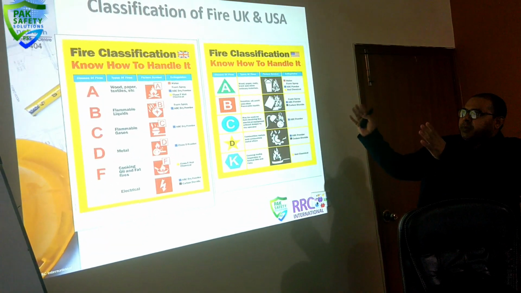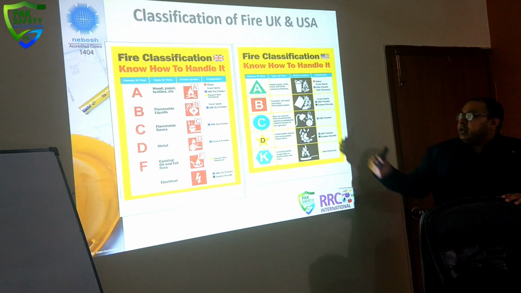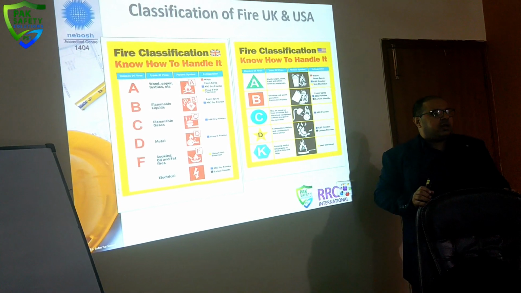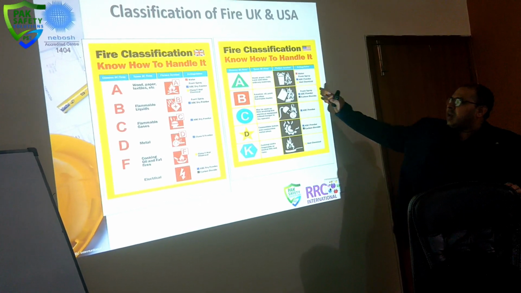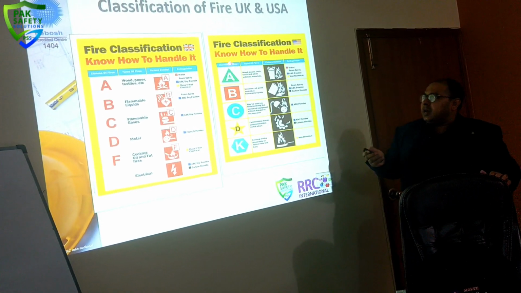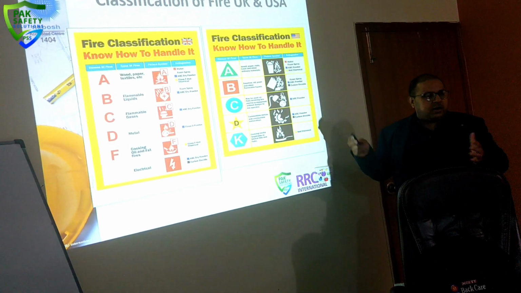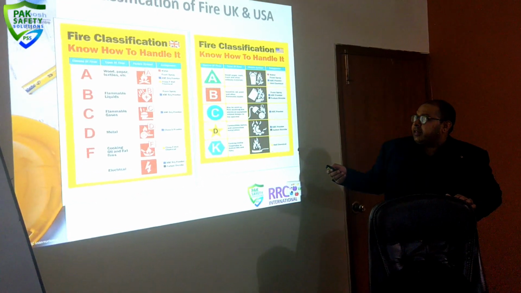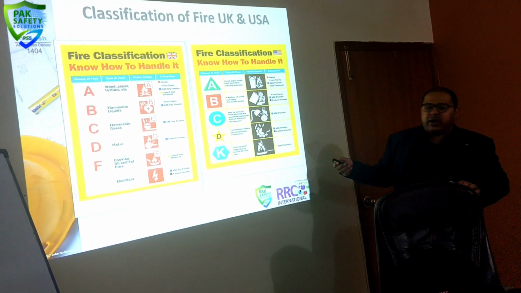There is a difference, and a comparison is given in this slide: class in UK classification and US classification. We have class A in the UK and class A in the US, and that is the class of solid fuel. We have class B in the UK and class B in the US as well, and that is the same: flammable liquids. Here we have gasoline, paint, and other flammable liquids as well.